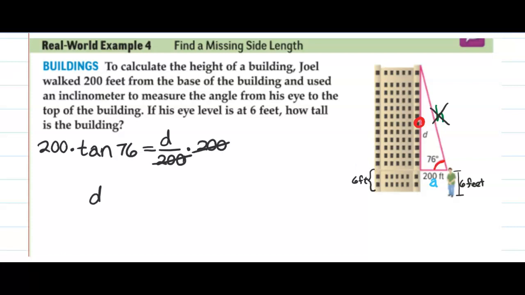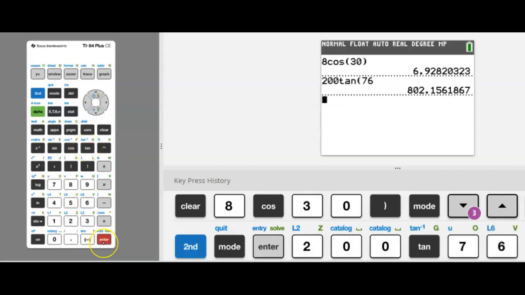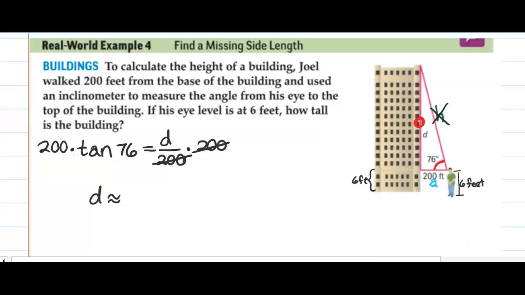Now we can see, using the calculator, 200 times tangent of 76 is 802.156. But again, that's the height of the building from here to here. We'll just call it 802 to keep it simple.